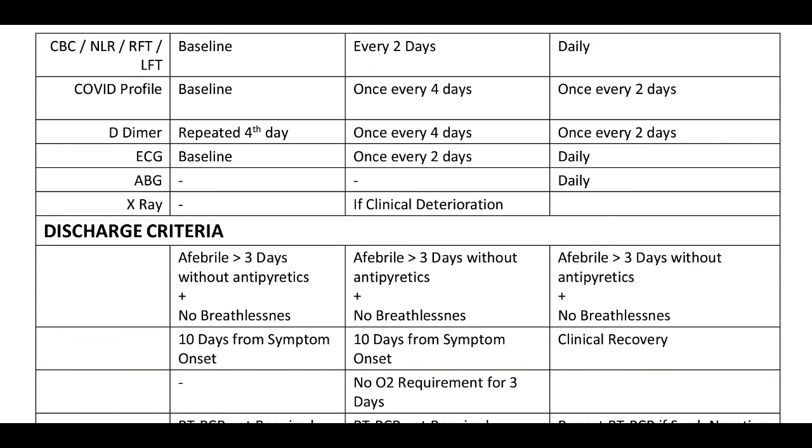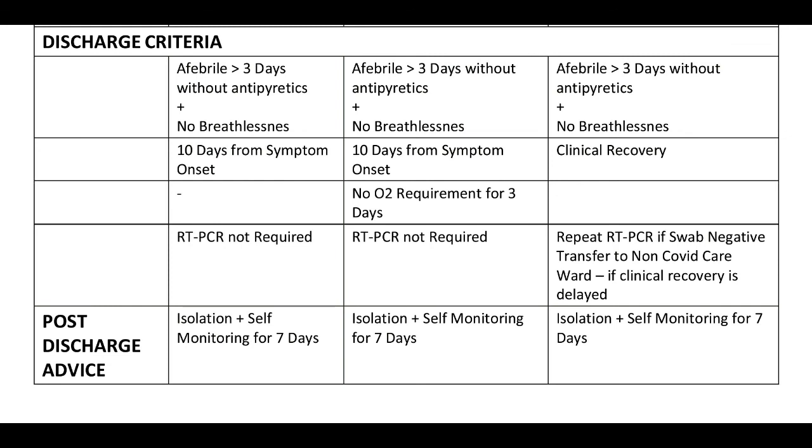And the discharge criteria in mild, moderate, and severe disease is that the patient has to be afebrile for 3 continuous days. That is, the patient should not have fever for 3 days, and there should not be any difficulty in breathing. You can discharge if the patient had the first symptom 10 days before. The patient should not be on oxygen for 3 continuous days. RT-PCR for COVID is not required to discharge the patient.